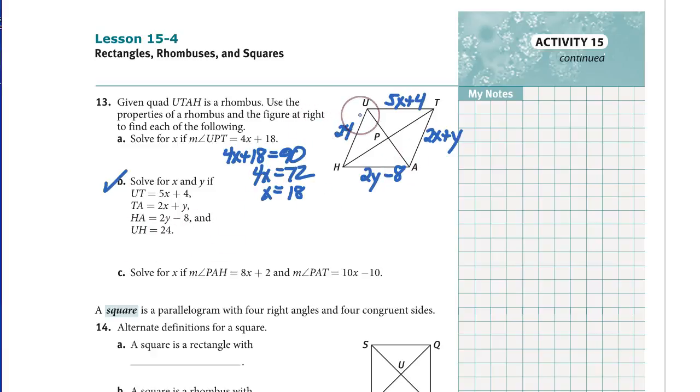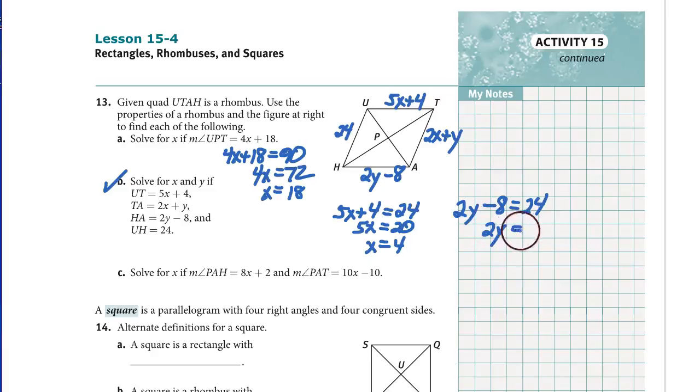So this is 24. Now, because this is a rhombus, all 4 of these sides are equal to each other. And so the 5x plus 4 is equal to the 24. Subtract 4 from both sides, we get 5x equals 20, and then 5 times 4 equals 20, so x equals 4. Notice that this bottom side here, the 2y minus 8, that's also equal to that side, 24. And so 2y is equal to 32, therefore y is equal to 16.